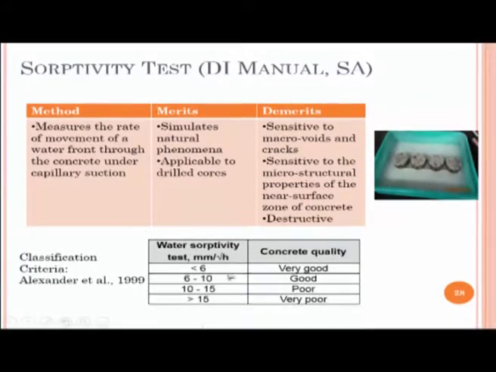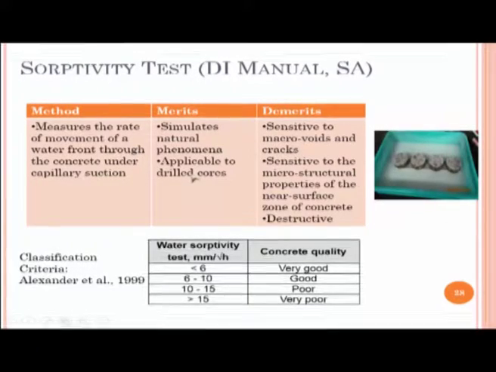That sorptivity, again through some classification criteria suggested by researchers, can be related to the concrete quality. If you get a sorptivity of less than 6 millimeter per square root of hour, it is very good. Greater than 15, it's very poor. Okay. So again, you can use different measures to understand whether the concrete that you have put in the structure is of a good quality or not.